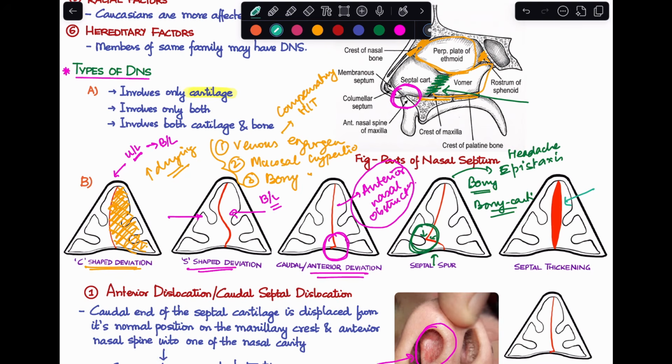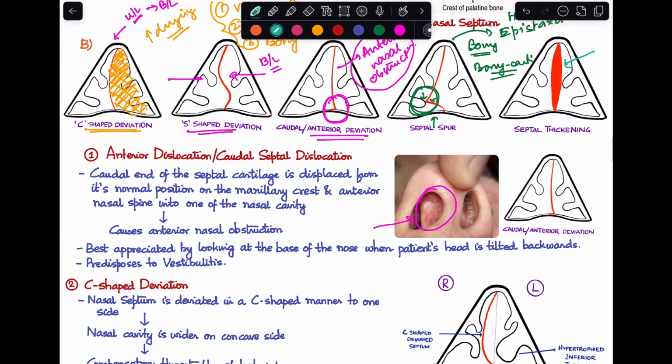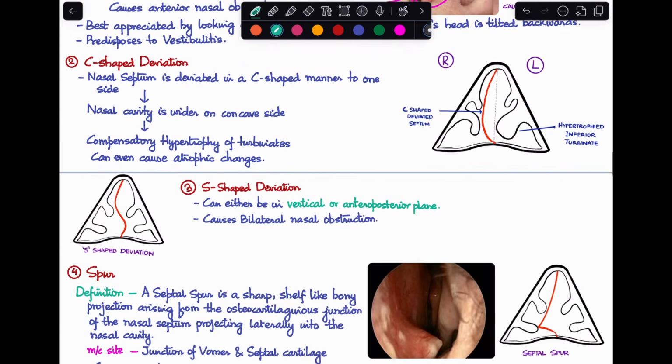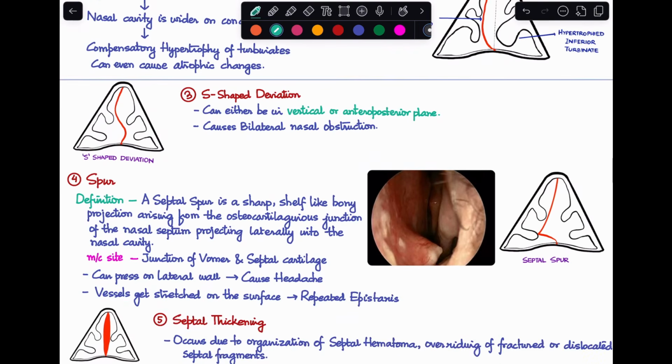So this is our second classification where it is depending on the shape and the type that we are seeing over here. So we have 5 types here: the C-shaped deviation, S-shaped deviation, caudal or anterior deviation, septal spur, and septal thickening. Then we'll talk about our third type. But before we do that, let me show you this is what a spur looks like when you put an endoscope inside the nose.